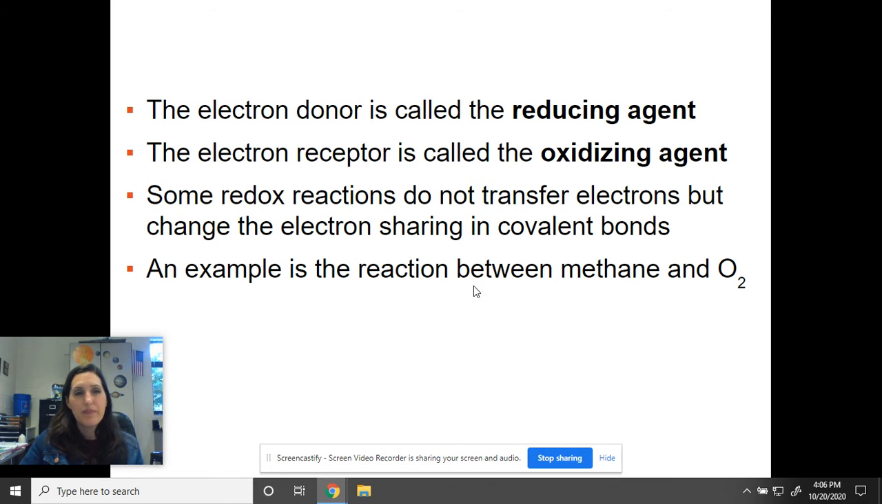It gets complicated. The electron donor is called the reducing agent. So if something gets oxidized, it's because of a reducing agent. I know, this is crazy. The electron receptor is called the oxidizing agent. Some redox reactions don't even transfer electrons, but change the electron sharing in covalent bonds. We're not even going to go there.